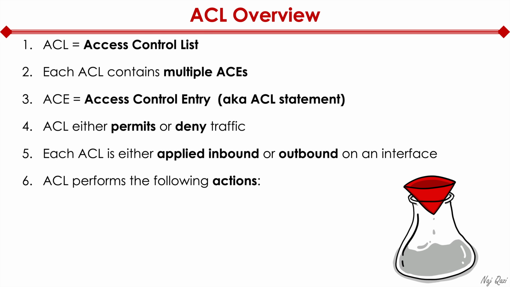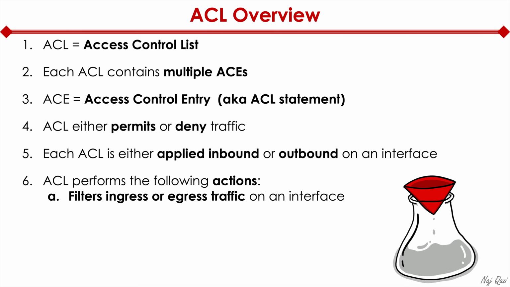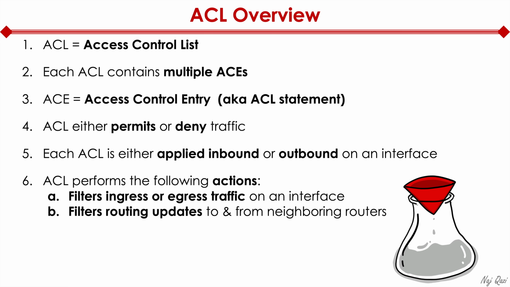ACLs actually do a lot more than permit or deny. And here are some of the things ACLs do. They filter ingress or egress traffic on an interface. They filter routing updates to and from neighboring routers. They are used in policy-based routing. They're used in network address translation.